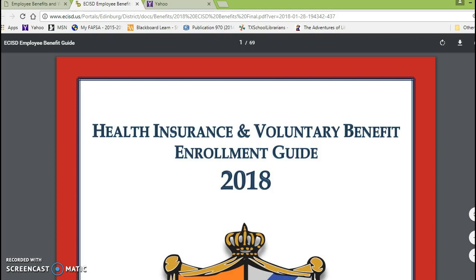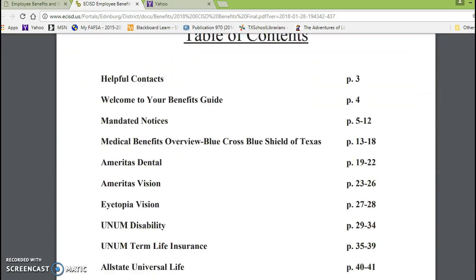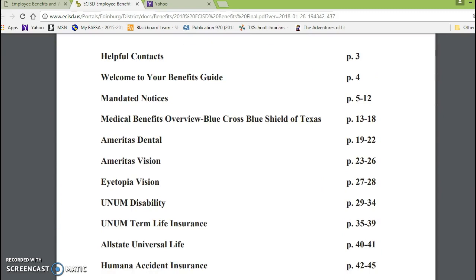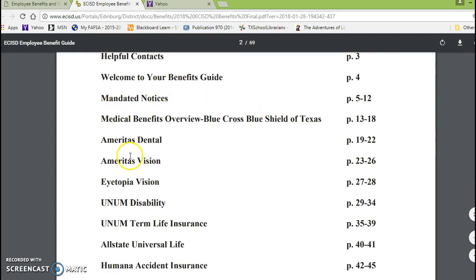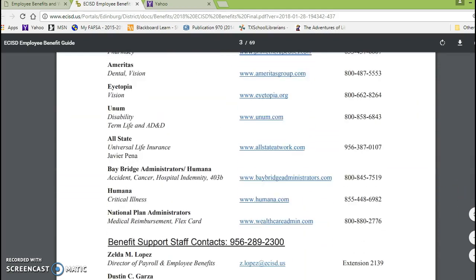If you scroll down, it'll give you the contents. Here it is: Ameritas, vision, disability, life insurance, Allstate, Humana, accident. It tells you the page number. Voya, flexible spending, dependent care, FSA. All that you need to know is on this web page, PDF.